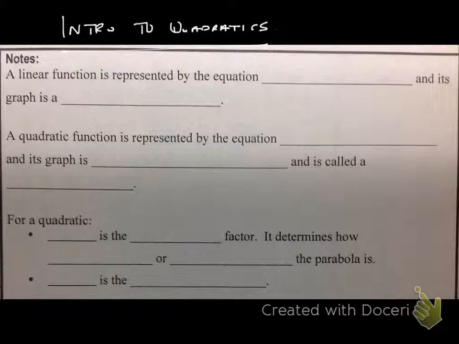A linear function is represented by the equation, and this is just a review right here, y equals mx plus b, and its graph is a line. Thus, the word linear, meaning line. So it looks like this or this, just depending on the slope, and so on and so forth.